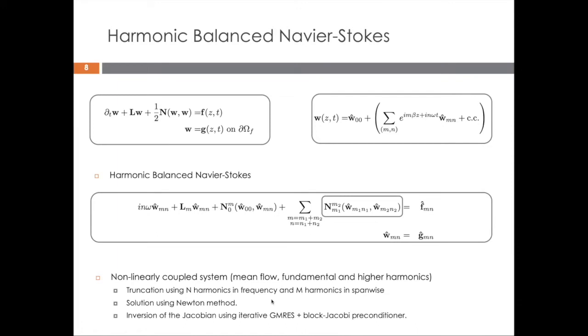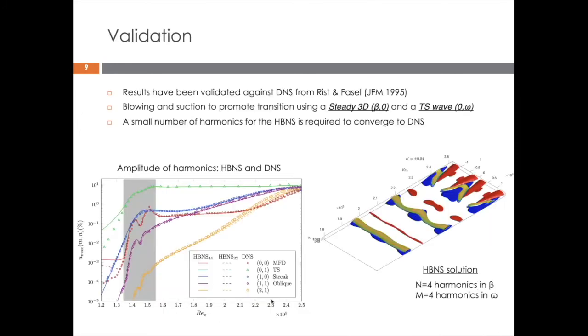It's a large coupled system, and we actually use a Newton method to solve it. So in order to invert a matrix after linearization to get the correction, we had to come up with a quite smart preconditioner combining GMRES and a block-Jacobi method. So we validated our method for standard cases of transition. Specifically, we examined K-type transition, and we validated against DNS from Rist and Fasel.